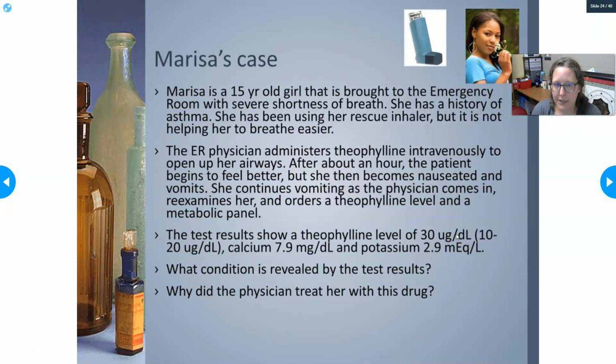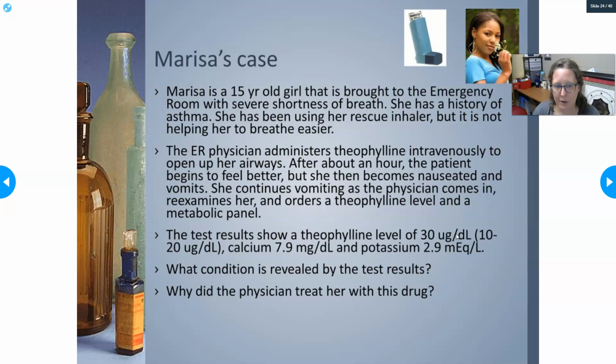So we're going to look at a little case for a second. Marissa is 15. She was brought to the ER with severe shortness of breath. She has a history of asthma. She's been using her rescue inhaler, but it's not helping her anymore. So the physician administered theophylline IV to open up her airways.